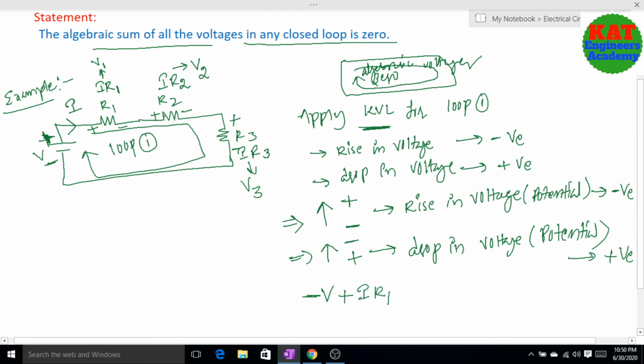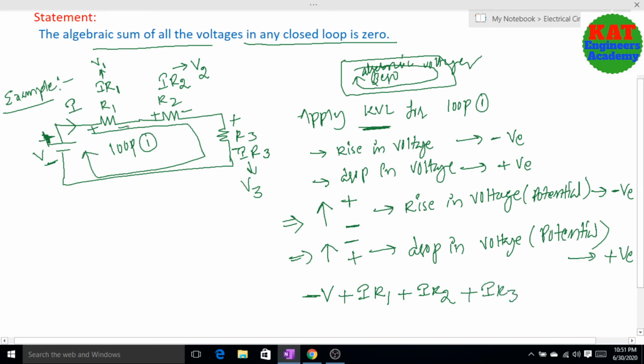Next you consider the second element, R2. The same current flows through R2 also, because R1 and R2 are connected in series with V. So that drop is I R2. This is also flowing from positive to negative, which is a drop in potential, so you consider positive I into R2. Next you go for the third element, R3. The current is flowing from positive to negative, which is again a drop in voltage, so here also you consider positive I into R3.